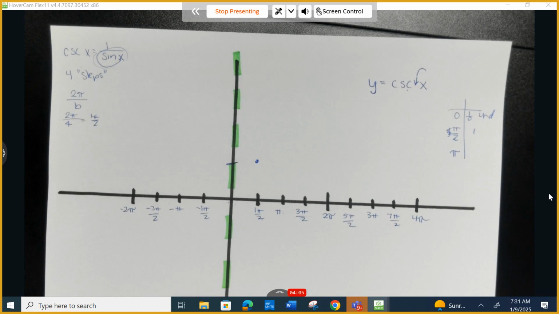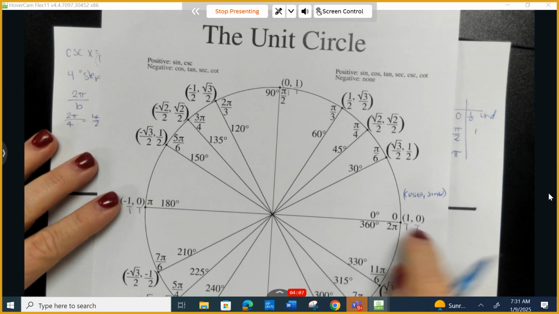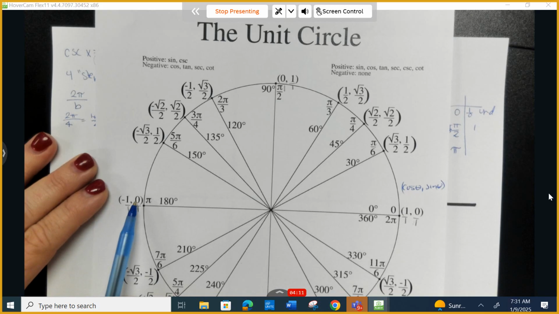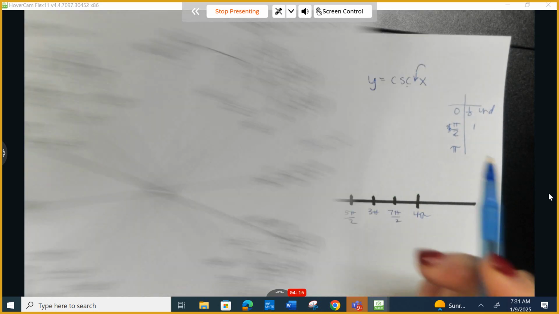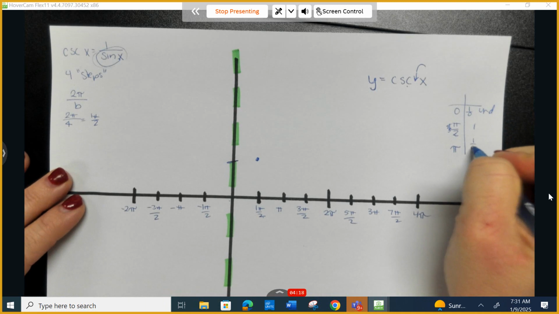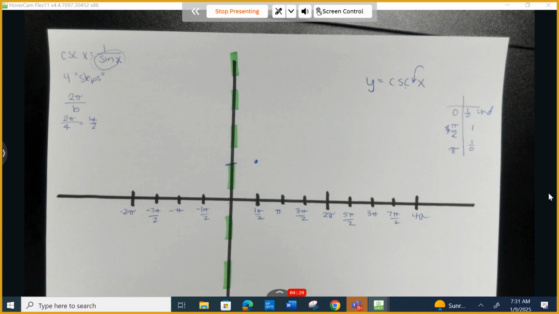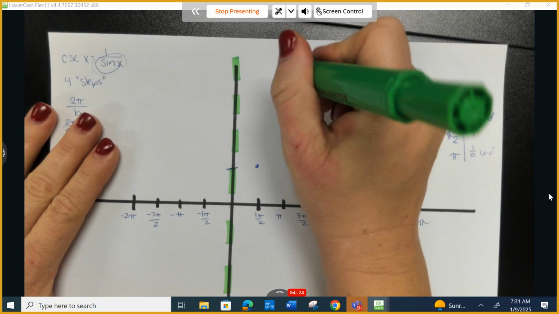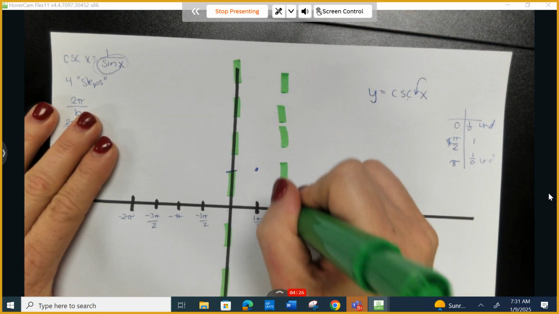I'm now going to input pi. Notice I'm going in 90-degree increments, and now I'm going over to pi. The sine at pi is 0 over 1. Now, when I take 0 over 1 and take the reciprocal to achieve cosecant, again, I get something that is undefined. So I'm going to go to pi, and that's going to be undefined.